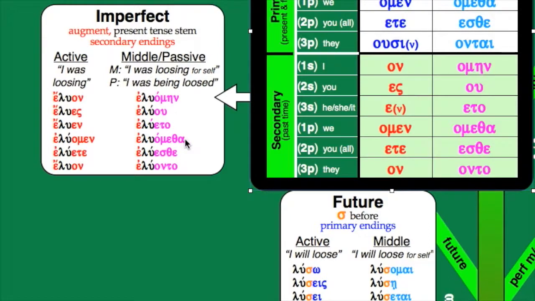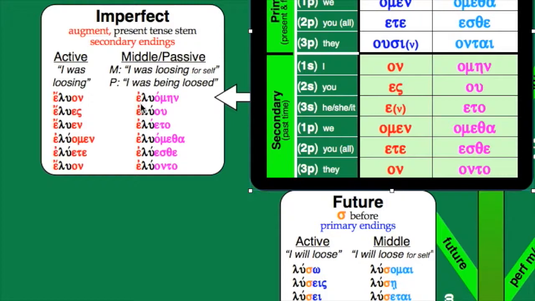Notice then that in the middle passive, and again we'll just focus on the passive, it would be eluomen. Notice we're taking omen. This is the middle passive ending. We're tacking it on, so this would be I was being loosed. Now I want you to notice what a train wreck English is. I was being loosed. You have to use all of that verbiage just to say what Greek says so simply with eluomen. And it kind of freaks us out in English a little bit because it's almost like it's too condensed.